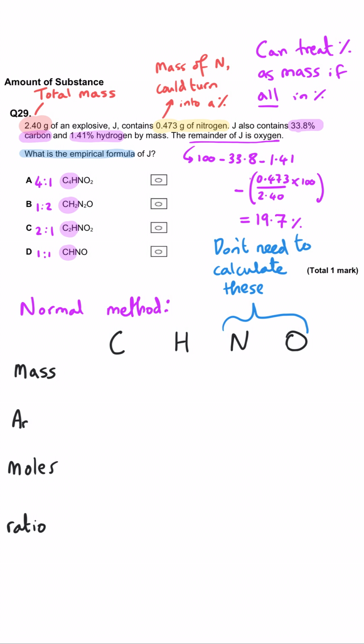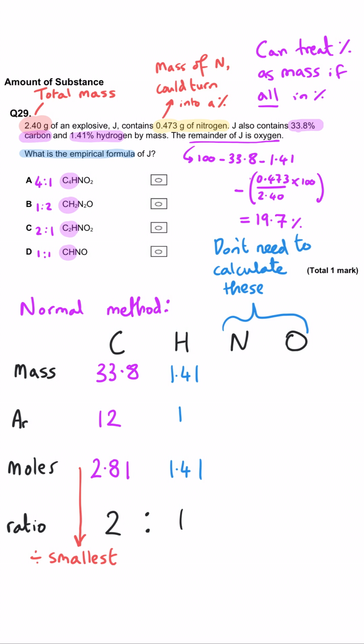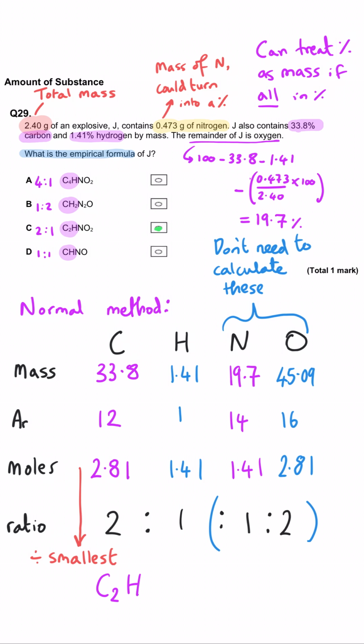So if you take your 33.8 for the carbon, divide it by its relative atomic mass, which is 12, you get 2.81. If you take the hydrogen, 1.41, and divide it by 1, you of course stay at 1.41. So the carbon to hydrogen ratio is 2 to 1. And that means there's 2 carbons to every 1 hydrogen, which means that C has to be the correct answer. And we didn't even need to calculate the other elements, but you would get to C in the same way as I'm showing here.